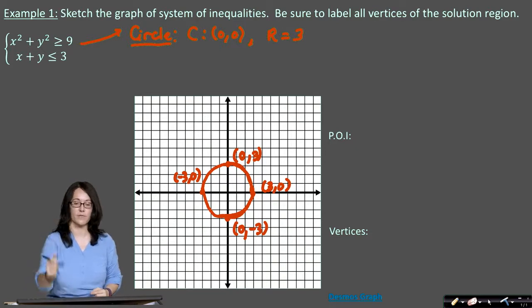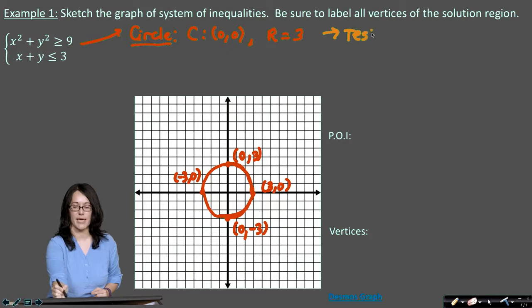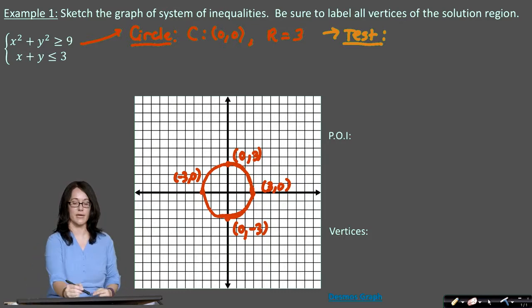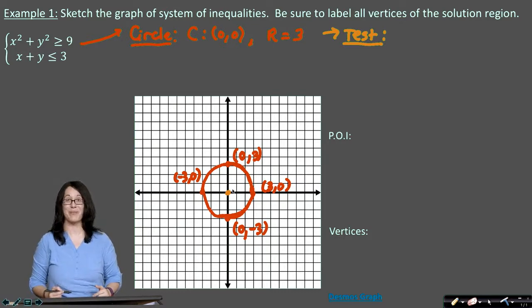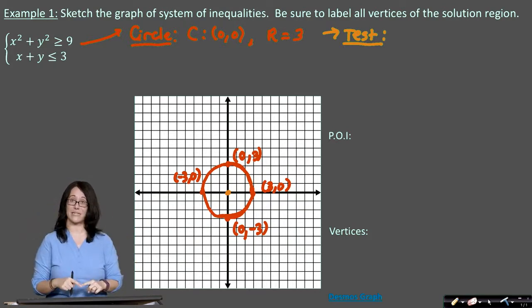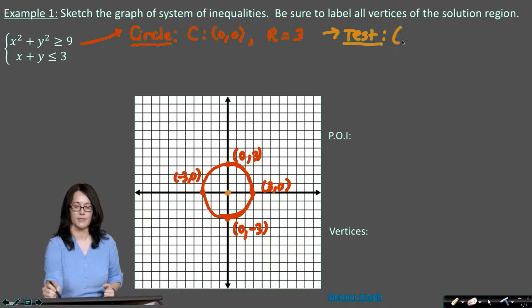Okay, so to figure out where to shade, we use a test point. So we need to pick any point that is not already on the actual circle itself. So notice I could pick the origin. You might think, wait a second, isn't the center at the origin? True, but the center is the point from which all points on the circle are equidistant. They're all the same distance. The center is not on the circle. The center informs or determines the circle. So we could use 0, 0. Okay, it's not on the circle itself.